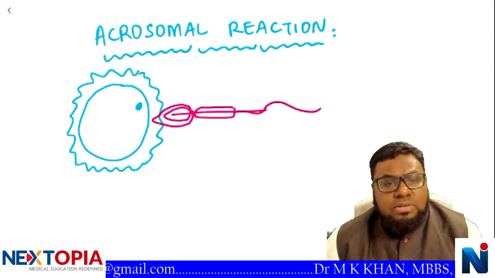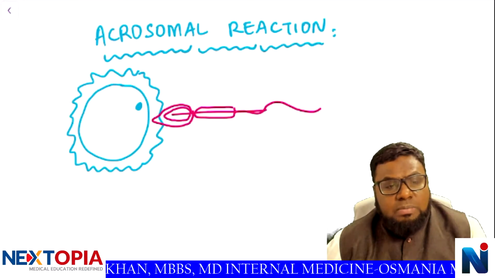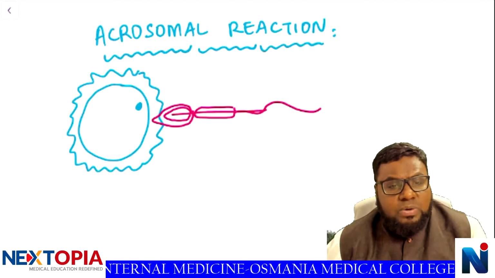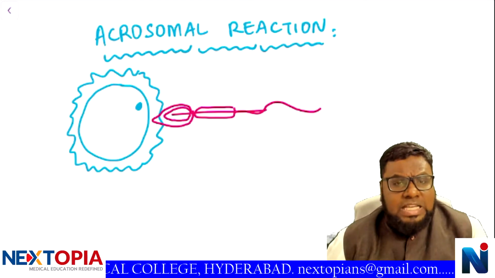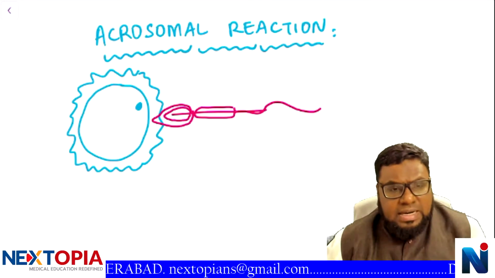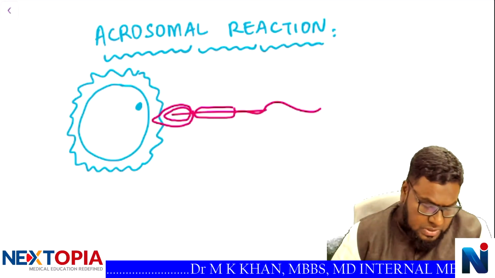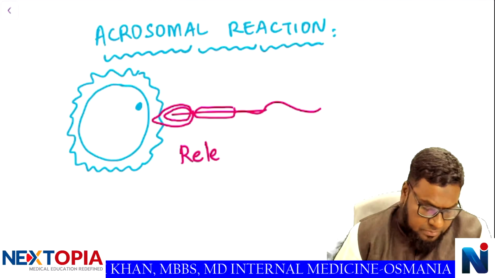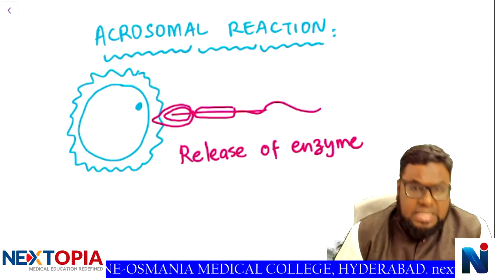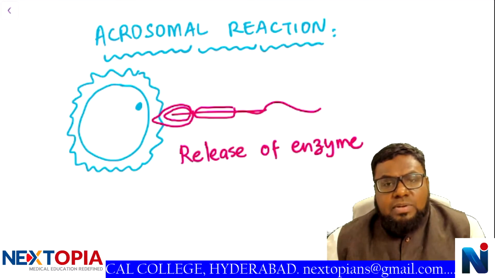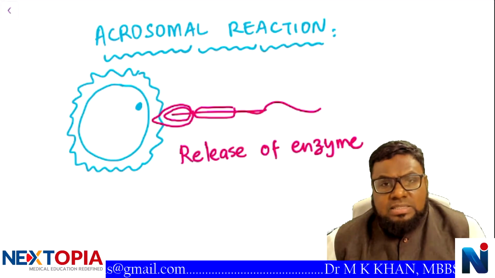What is the acrosome reaction? The head of the sperm has got three layers: the acrosomal membrane, the nuclear envelope, and the plasma membrane. All right. So these layers come in contact with the ovum. There is release of certain enzymes at this point, which results in lysis of these membranes to help in the fusion. The lysis of the membrane occurs because of this enzyme.